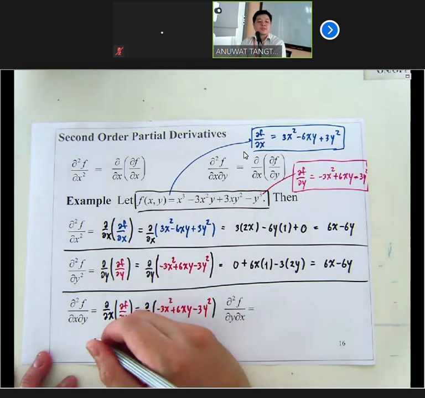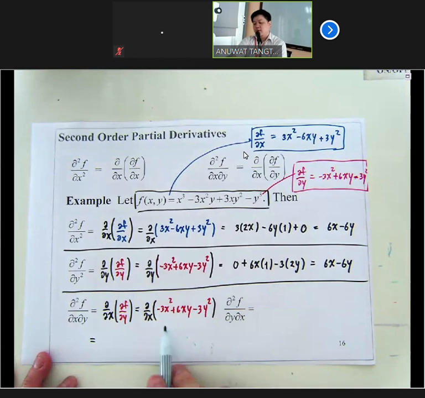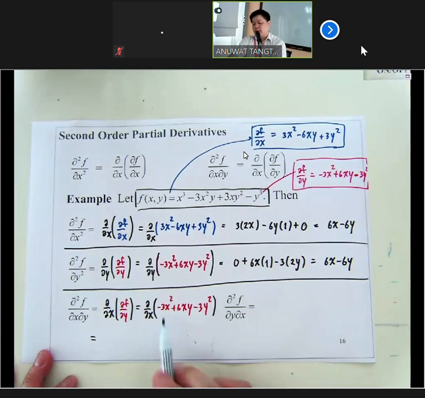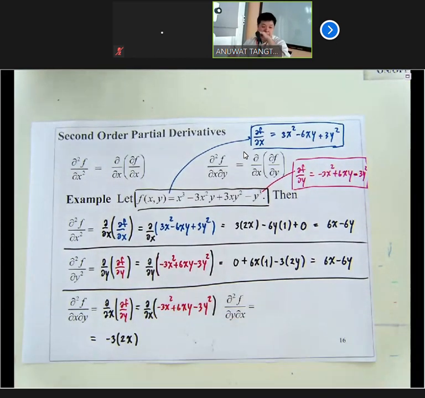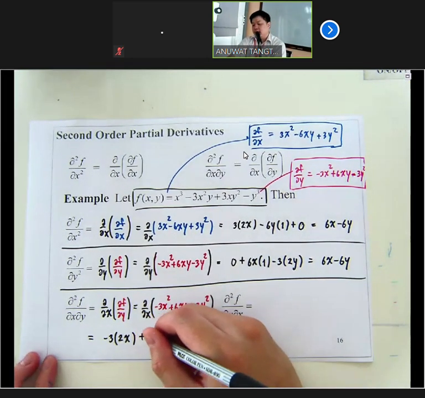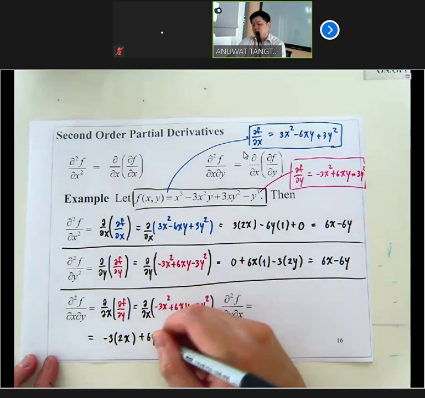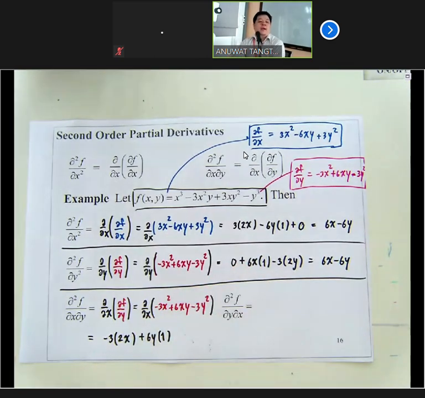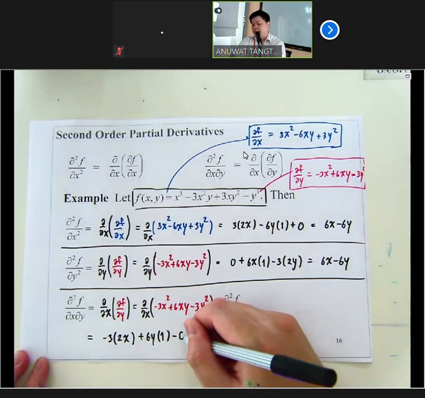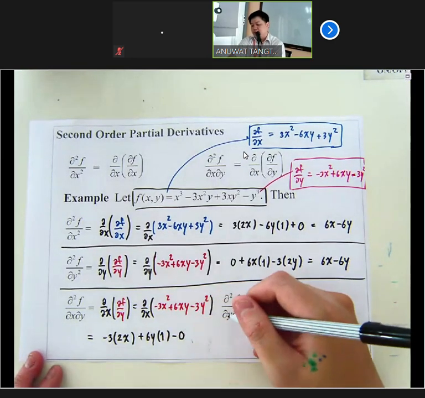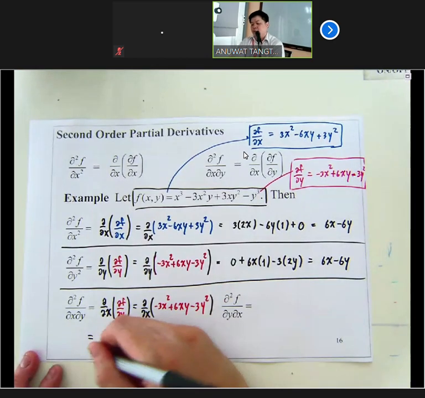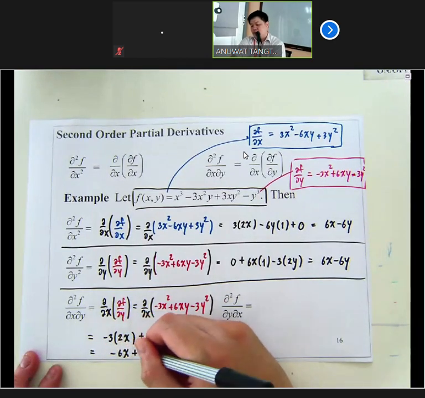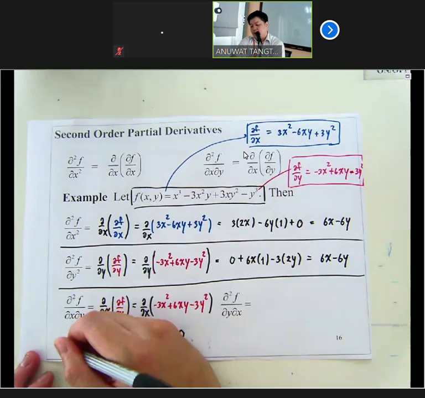So the first term, we take minus 3 out, the derivative of x squared becomes 2x. The next one, we do d by dx, so 6y is the constant, and dx by dx would be just 1. And lastly, the last term becomes 0. So that becomes minus 6x plus 6y. d square f by dx dy.